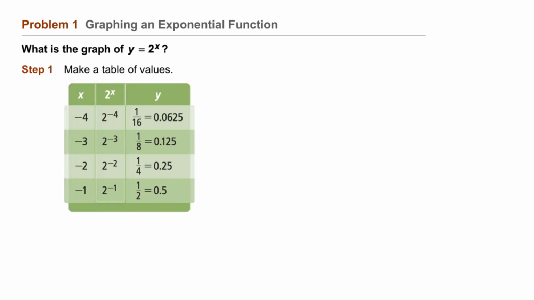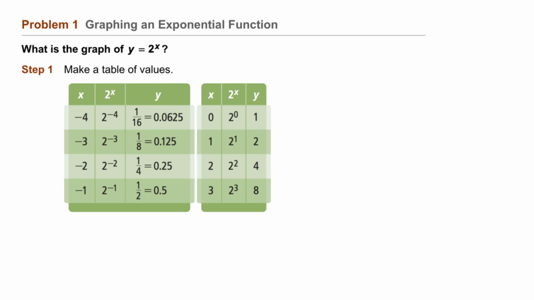The next column, 2 raised to the x power, well, that'll be 2 to the -4th, 2 to the -3rd, and so on. The column to the right are y values associated with the inputs x. First, 1/16 in decimal form as 0.0625, followed by 1/8, also shown in decimal form, 1/4, and 1/2.